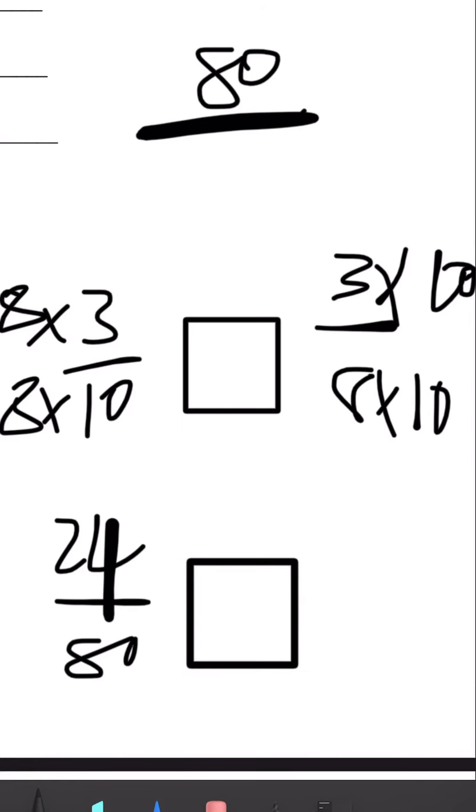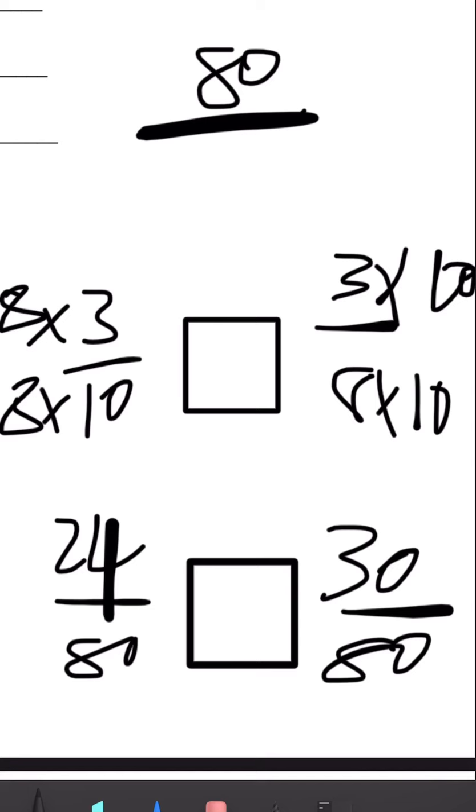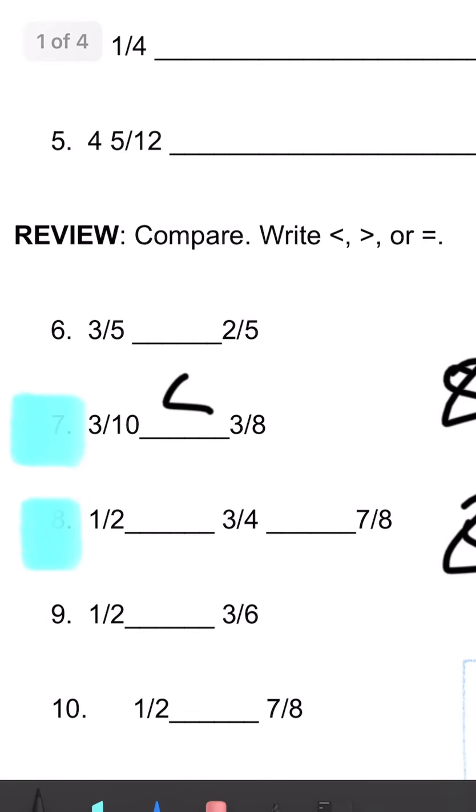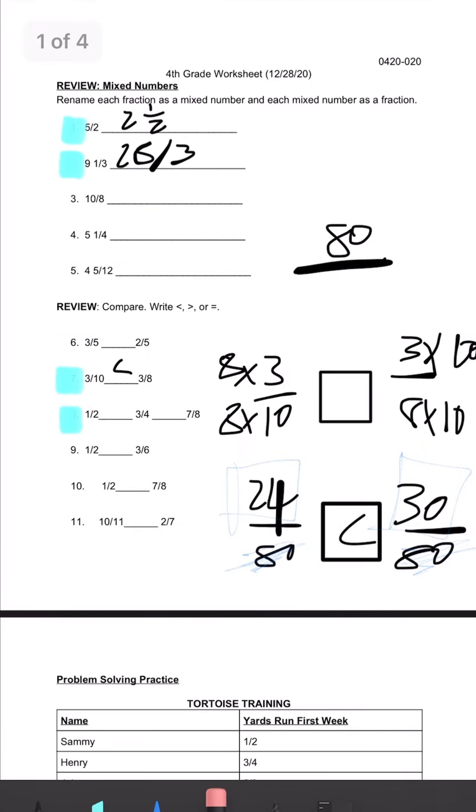We'll write the box. Then we get 30 over 80. Now that the denominators are the same, we can ignore them and just look at the numerator. So 24 is less than 30, so that will be our sign. Next, we'll do number 8.